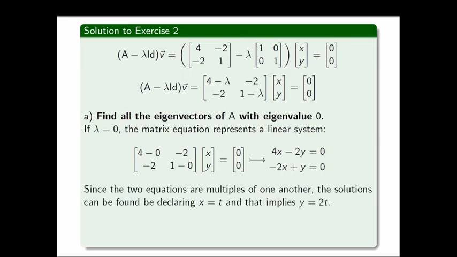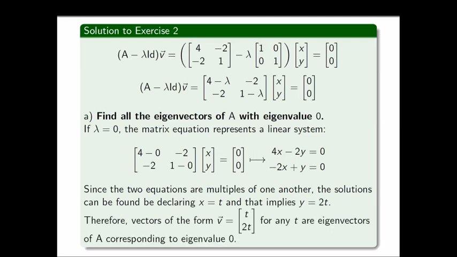Since both of these equations are multiples of one another, the first equation here is minus 2 times the second equation. The solutions can be found by declaring x equal to the parameter t, and that gives us y equal to 2t. Therefore, any vector of the form t, 2t, where t is a real number, is an eigenvector of the matrix A corresponding to eigenvalue 0.